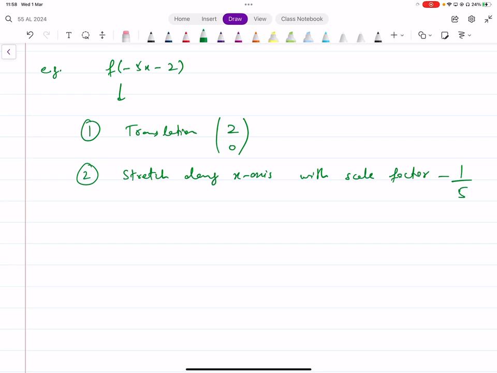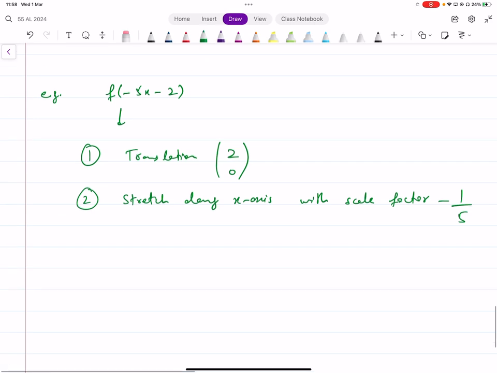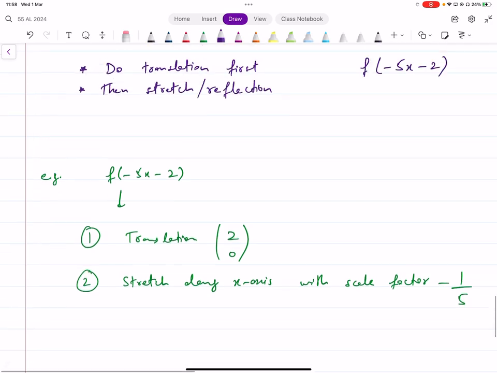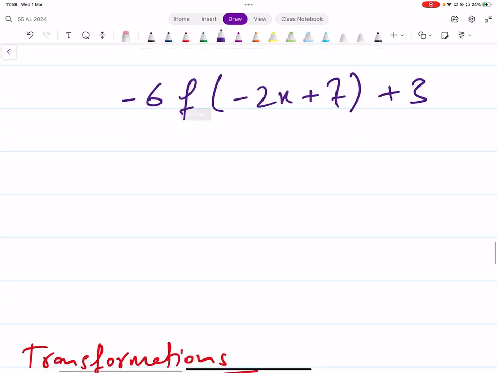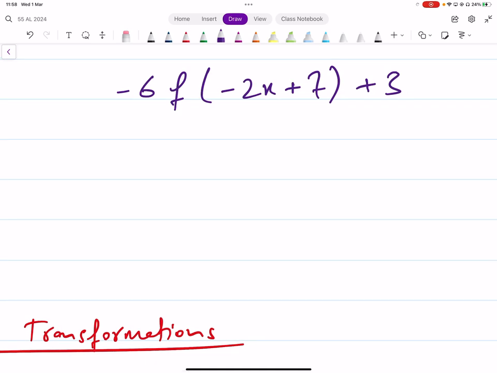Is that okay? Now, for the next class, what you have to do is write down the order of transformations for this. Write down all the transformations that are happening in the correct order. ये लिख ले. -6 f of -2x plus 7, outside you have +3. इसका आपने order of transformations लिखना है. सारी ट्रांसफॉर्मेशन लिखने, इसमें क्या क्या हो रहा है.